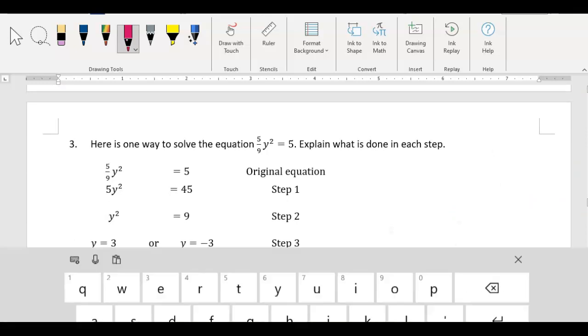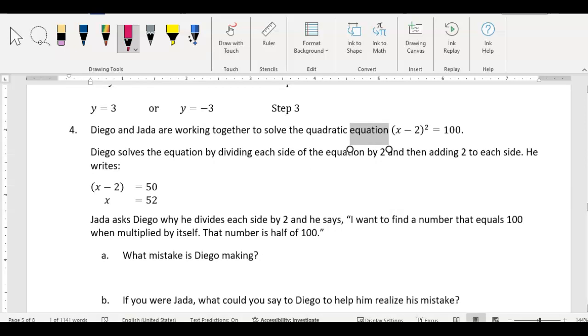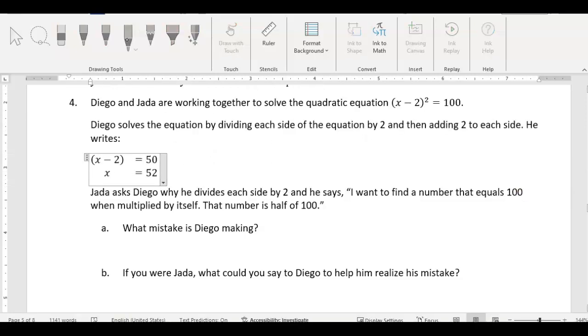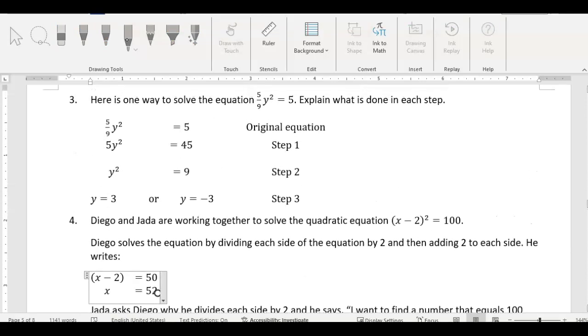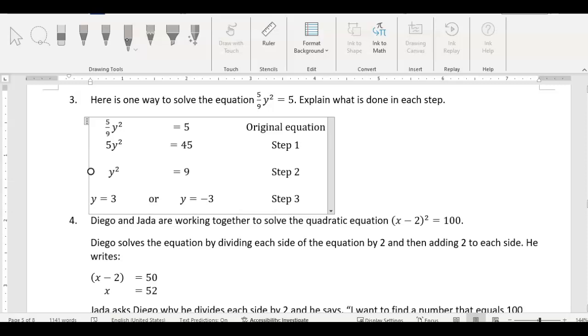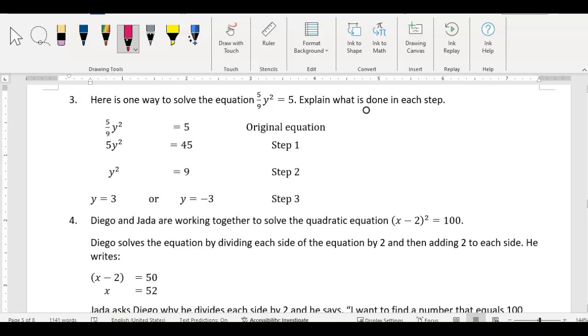All right, here's one way to solve the equation. Explain what is done in each step. So in this first step, we notice that we have gotten rid of the coefficient of 5/9, and then also moving from this step to this step, I multiplied by 9.